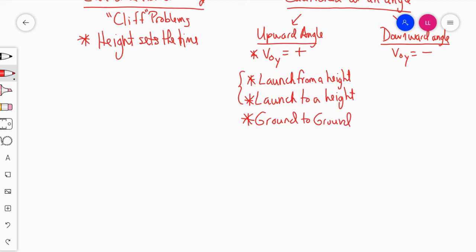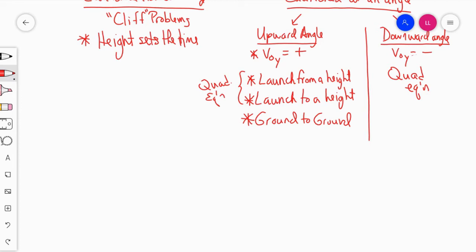Because when you go ground to ground, you can just simply treat it as if it was a parabola starting at the origin and going out to a specific time. When you launch from a height or launch to a height, you're probably going to use the quadratic equation to find time. Much like on the downward angle, you're going to use the quadratic equation also to find time. But we'll go over that. I'm going to do some videos focusing on some of the problems. This is just some general information.